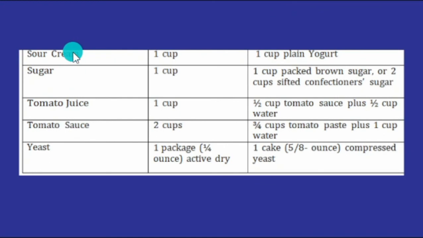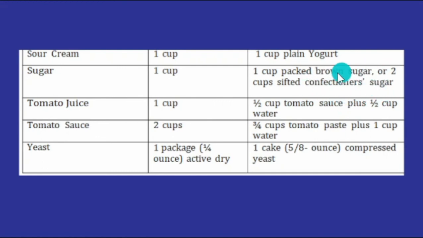Aside from the ones that I mentioned previously, we also have sour cream: 1 cup, or 1/2 of it, you can replace with 1 cup of plain yogurt. Sugar 1 cup: if you don't have it, you can use 1 cup of packed brown sugar, or 2 cups of sifted confectioner's sugar.